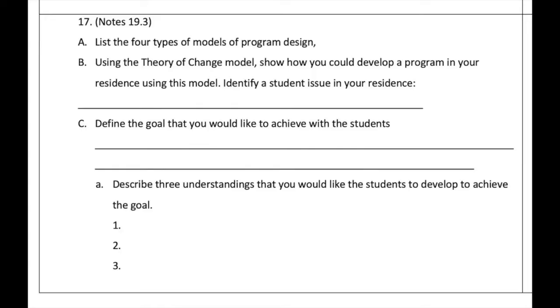Let's have a look at question 17, or the first part of question 17, which is about the models of program design. So part B asks you, using the theory of change, remember that, where you start with the outcome first and work backwards, show how you could develop a program in your residence using this model. So identify a student issue in your residence, and then define the goal that you would like to achieve. Remember, we start with that goal and then we work backwards. And then describe 3 understandings that you would like the students to achieve from that goal.